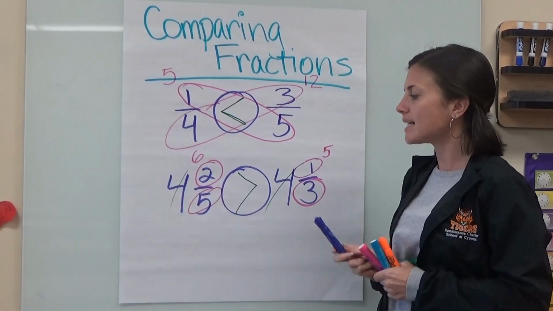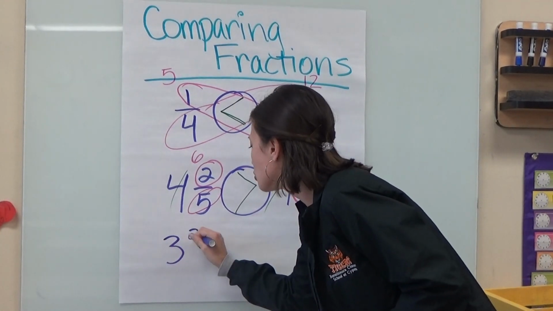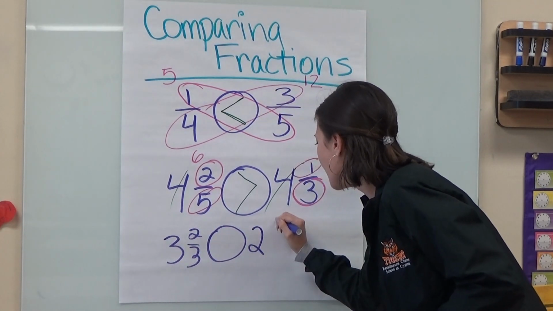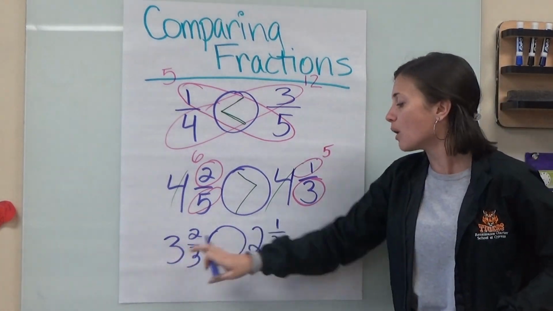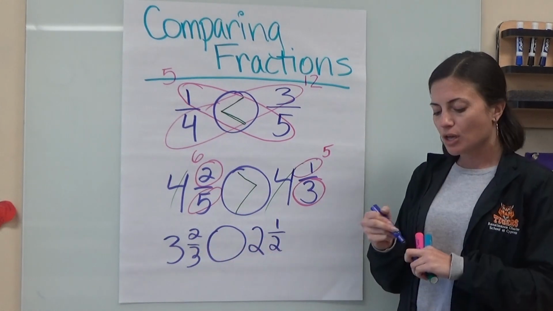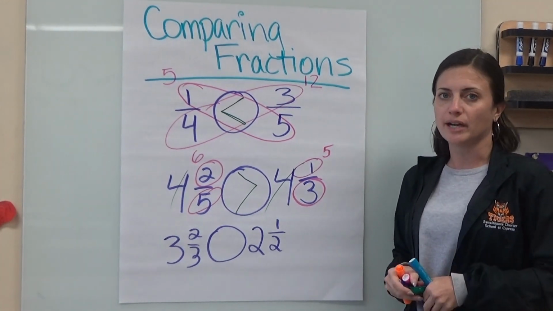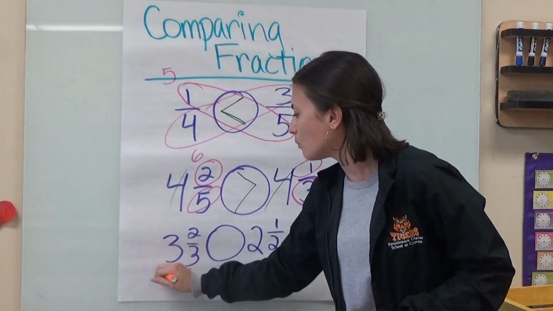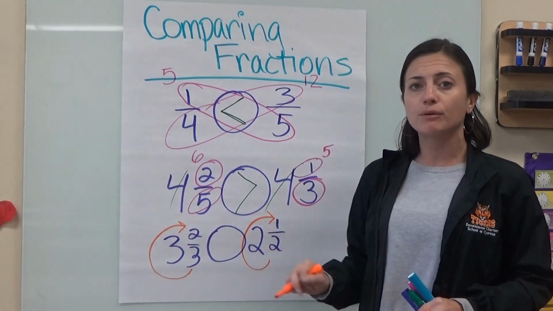Now let's say I gave you a really hard one and I asked you to compare 3 and 2/3 compared to 2 and 1/2. Now in this scenario, we can't just throw away our whole numbers because they don't match. They don't cancel each other out. They're not the same. So for this one, before we can compare anything, we're going to use our special trick to help turn these mixed numbers into something easier to work with. We're going to use around the world.